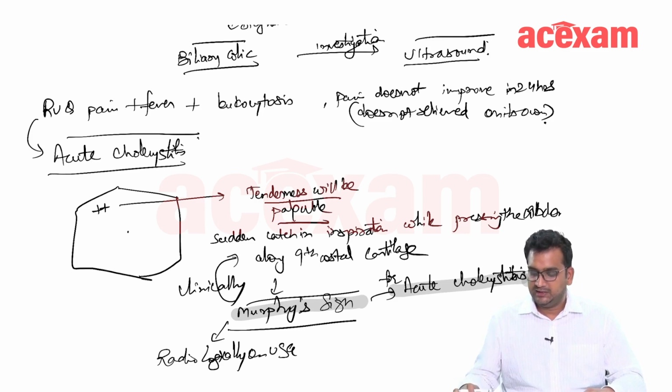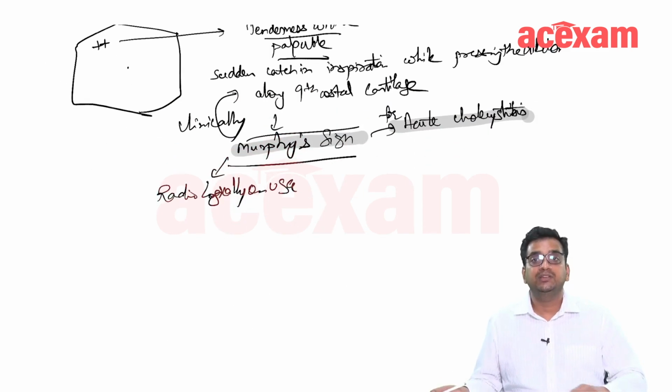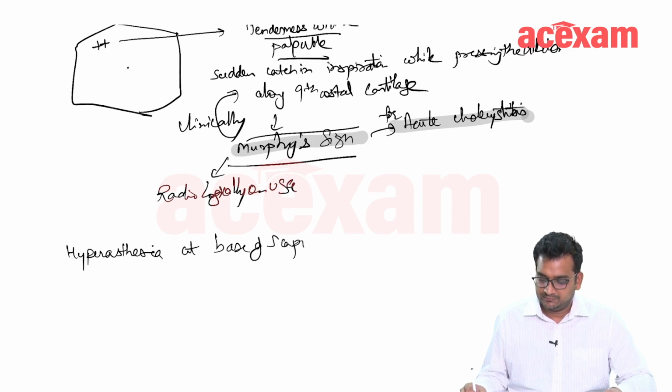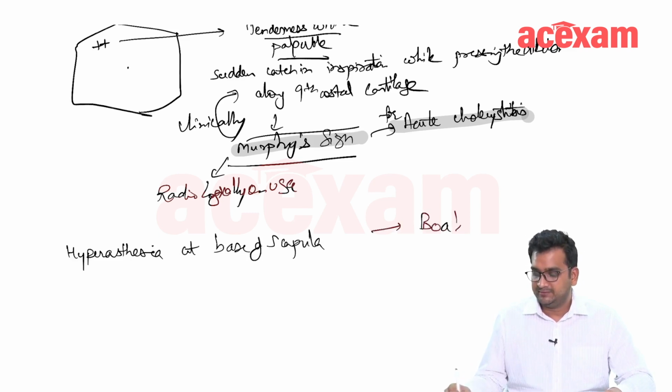There is another sign in acute cholecystitis, the hyperesthesia at the base of the scapula on the back side, known as Boas's sign. Boas's sign is seen in acute cholecystitis.